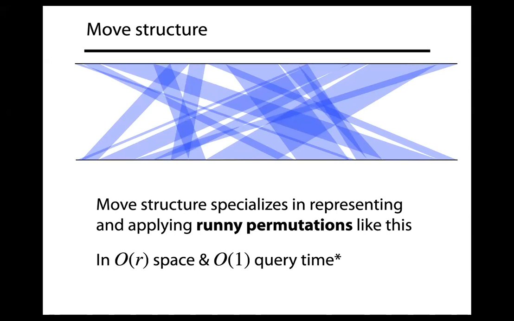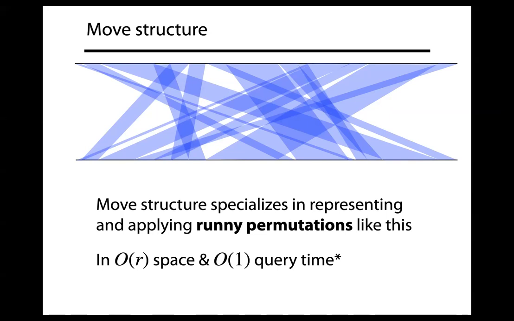So if you imagine a picture of what that permutation looks like with respect to my BWT, I've drawn every permutation run as a parallelogram on this picture, and the parallelograms are wide, corresponding to the fact that the runs are long, right? So if you have a runny permutation like this, there's a data structure called the move structure that's perfect for this application.